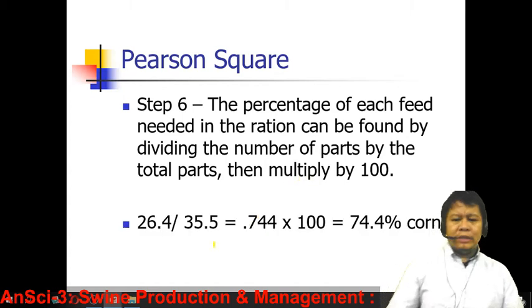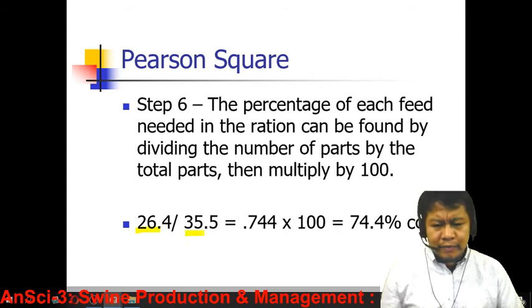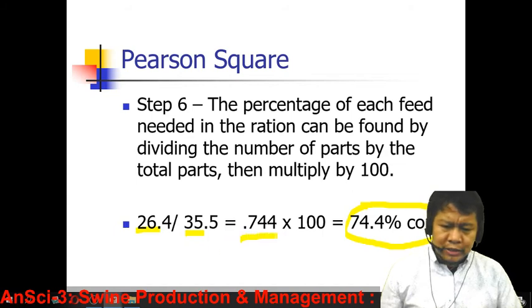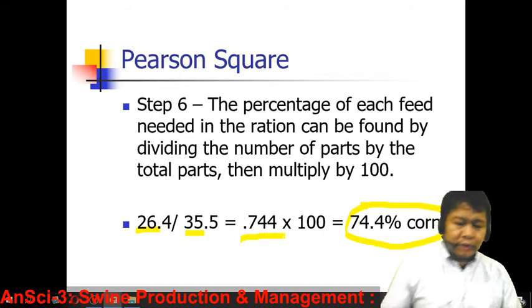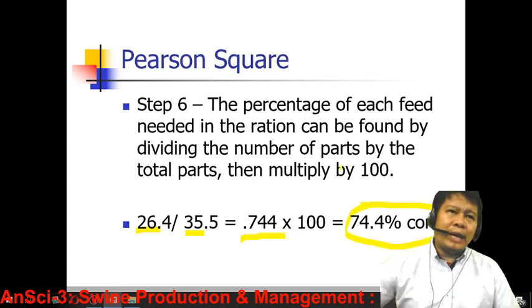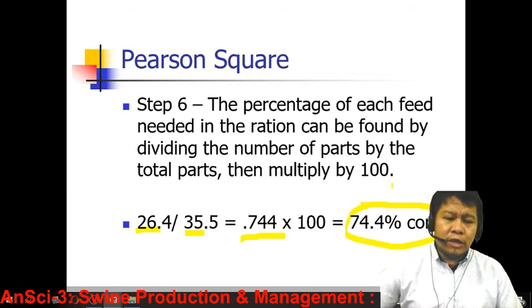For example, we have 26.4 parts of corn and the total parts is 35.5. Therefore, we have 74.4% corn, or in decimal, that is 0.744. Okay? So out of the 2,000 kilograms that we will produce, only 74.4% is corn.